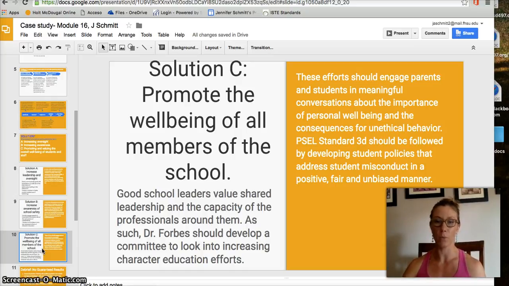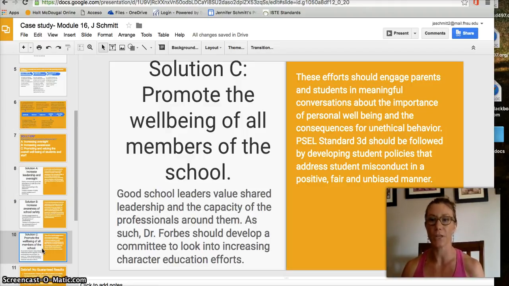Promoting what's best for students and staff is not just done by the principal. It is done by listening and reacting to those professionals you work with, and listening and caring about the students that you serve. So Dr. Forbes should develop a committee to look into increasing character education efforts. And that was kind of mentioned in my plan of action in terms of the weeks out, months out element, but I think it's an important part of the solution.